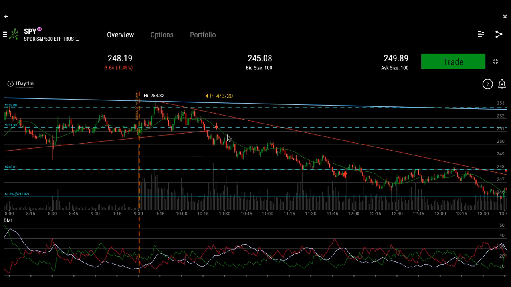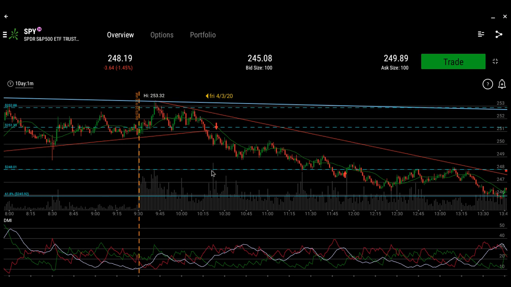And so here I have my arrow. This is my entry point here. And my target was 248. At that time, I bought the 248 put. Okay. At 10:15, 10:30 you were shorting the stock and you felt like it was going to keep going further down. And my target was 248.